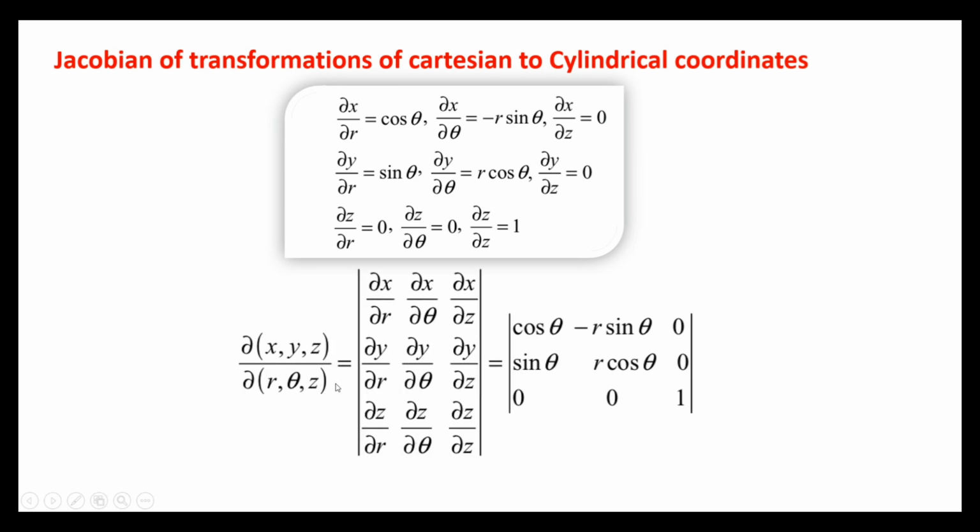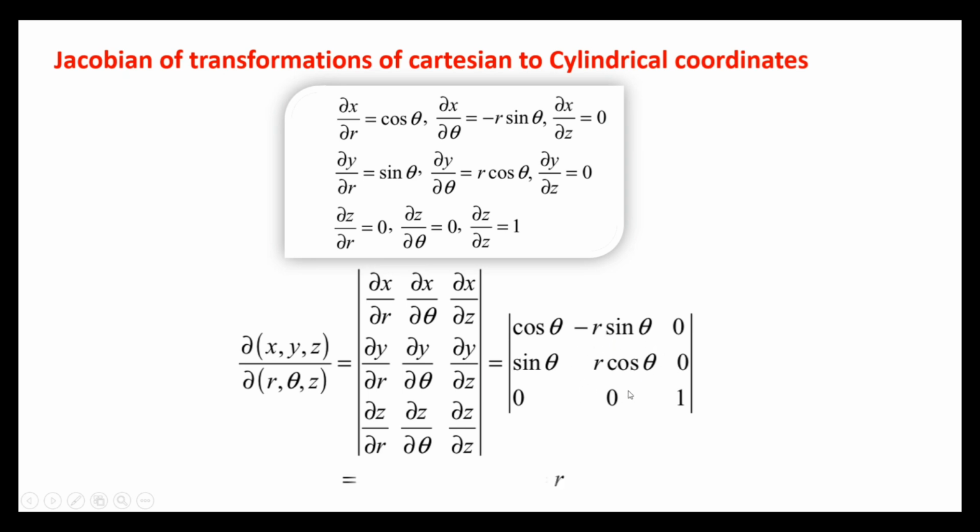We can present the first row elements as ∂x/∂r, ∂x/∂theta, ∂x/∂z. The second row elements become ∂y/∂r, ∂y/∂theta, ∂y/∂z. Third row entries are ∂z/∂r, ∂z/∂theta, ∂z/∂z, and substitute these partial derivatives row wise as per the third row expansion.